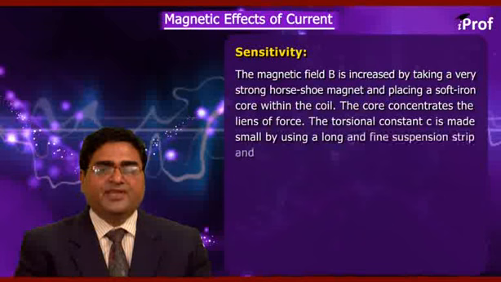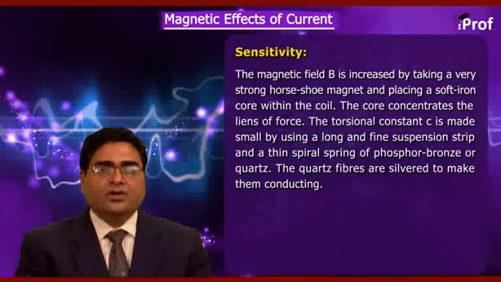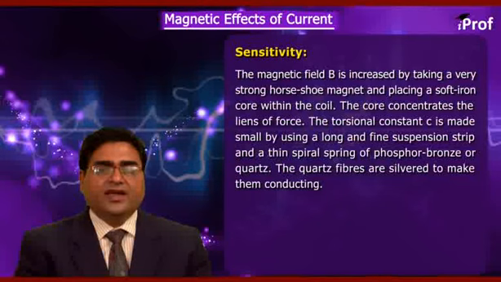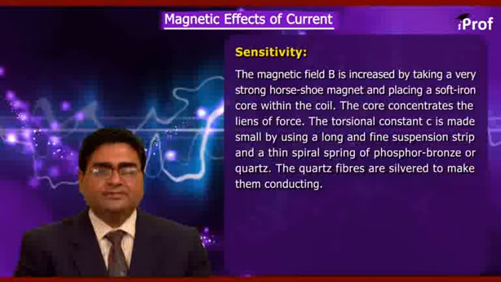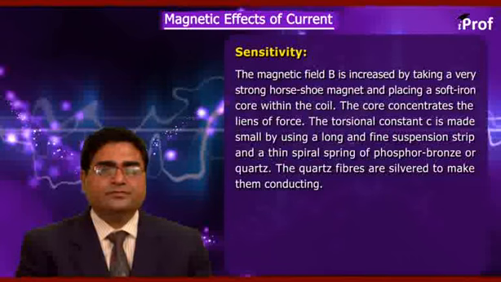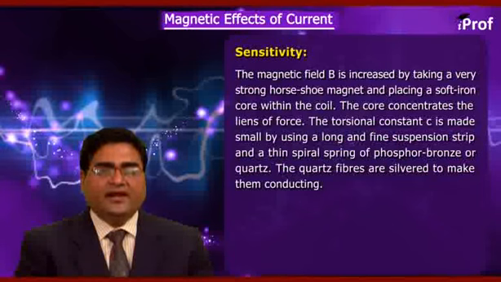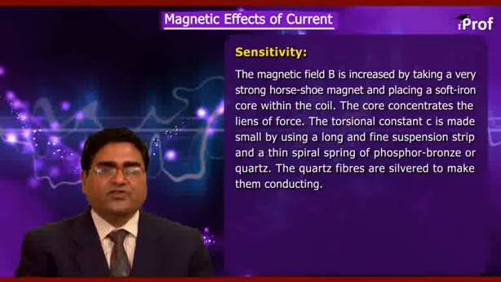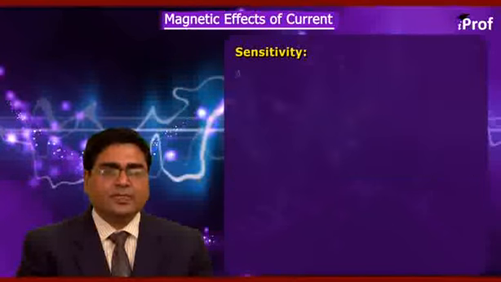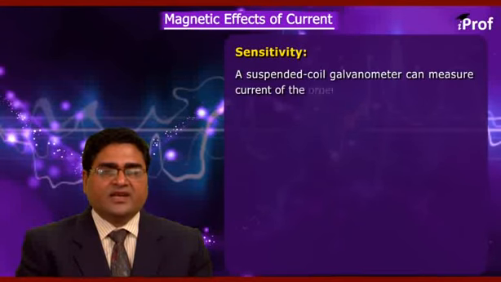The magnetic field B is increased by taking a very strong horseshoe magnet and placing a soft iron core within the coil. The core concentrates the lines of force. The torsional constant C is made small by using a long and fine suspension strip and a thin spiral spring of phosphor bronze or quartz. The quartz fibers are silvered to make them conducting. A suspended coil galvanometer can measure currents of the order of 10 power minus 9 ampere.